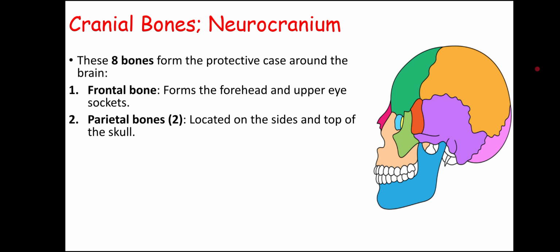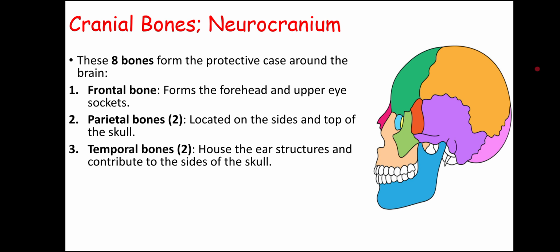Next bone is the parietal bone, that is a paired bone. That means there are 2 parietal bones in every skull. It is located at the sides and top of the skull. Here you can see in the diagram, the orange color bone is the parietal bone.